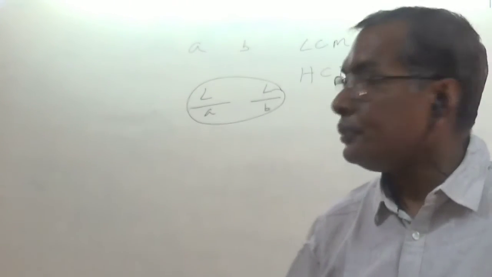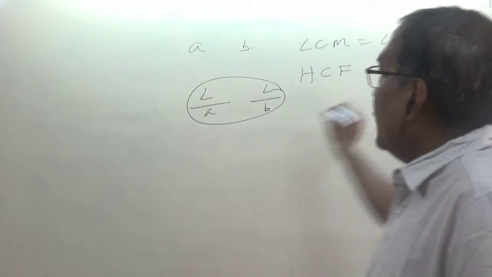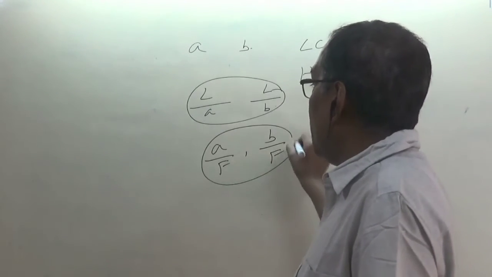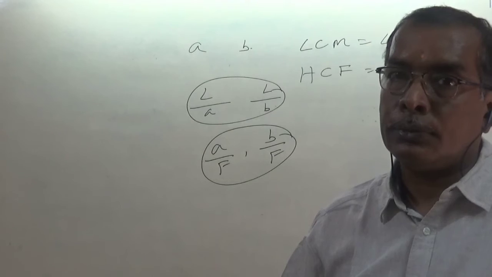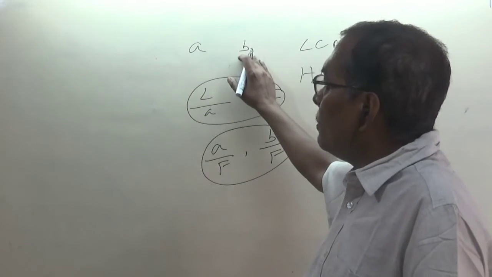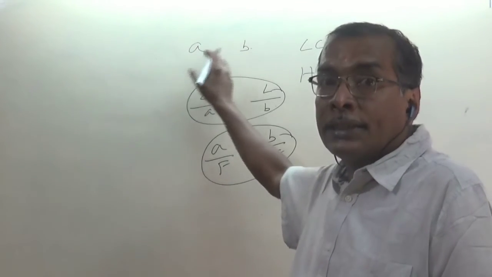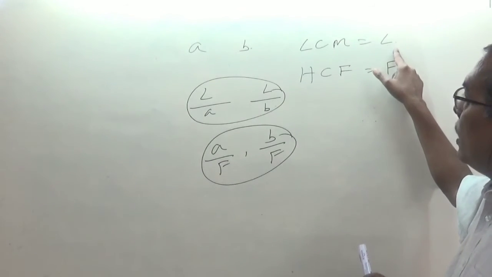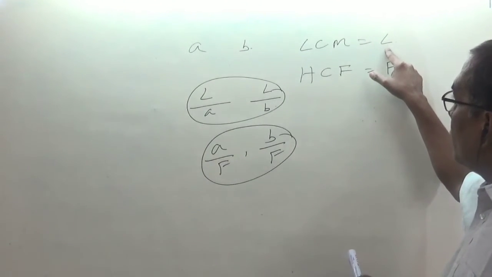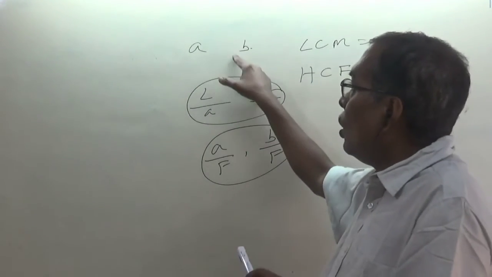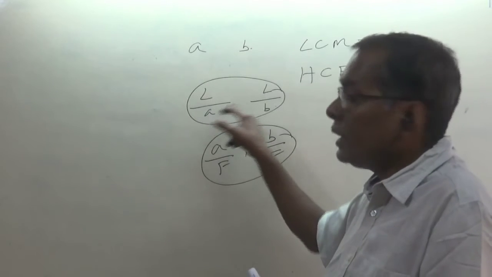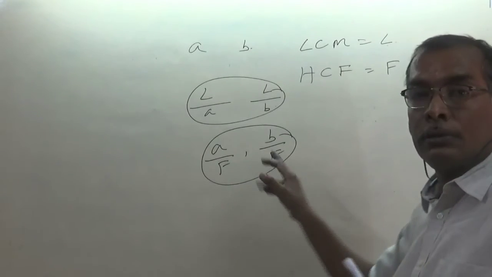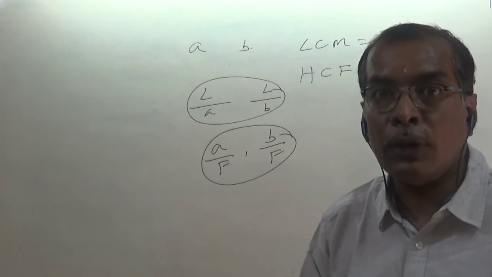Now HCF means that if you divide this one by F, in that case it will be exactly divisible. HCF will exactly divide these numbers, and LCM will be exactly divisible by these numbers. Are you getting? LCM means this number is exactly divisible by all the numbers. I have written here. And HCF, this number divides these two numbers separately.